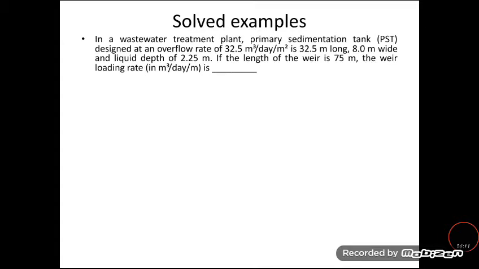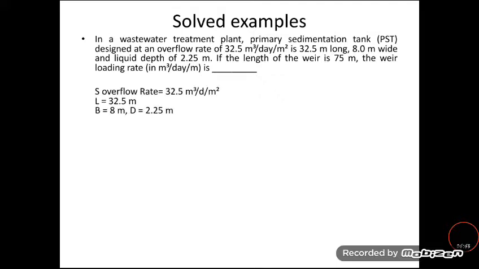Here is a solved problem on the primary sedimentation tank in a wastewater treatment plant. The primary sedimentation tank is designed at an overflow rate of 32.5 meter cube per day per square meter. It is 32.5 meter long, 8 meter wide, and has a liquid depth of 2.25 meter. If the length of the weir is 75 meter, find the weir loading rate.